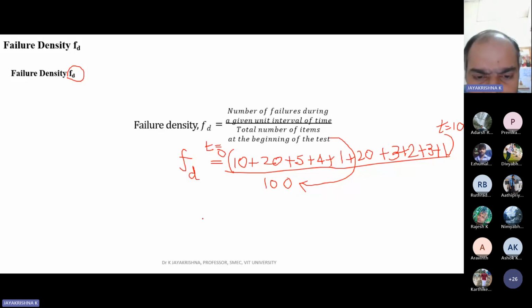So now what is the failure density? Can we calculate? 10 plus 20 is 30, 35, 39, 59, 62, 64, 67, 68, 69? So 69 divided by 100. What is that? 0.69. So that is called the failure density function.